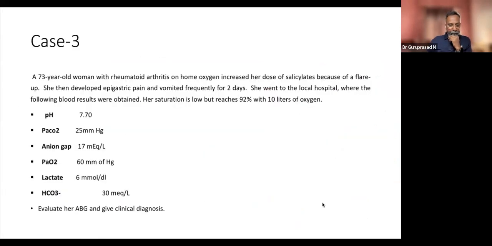Coming to case 3, this is a 73-year-old woman with rheumatoid arthritis on home oxygen. Because her pain has increased, she has increased her dose of salicylates because of a flare-up. Now she complains of epigastric pain and vomiting for the past 2 days. She went to a local hospital where the following blood results were obtained. Her saturation is 92% on 10 liters of oxygen.